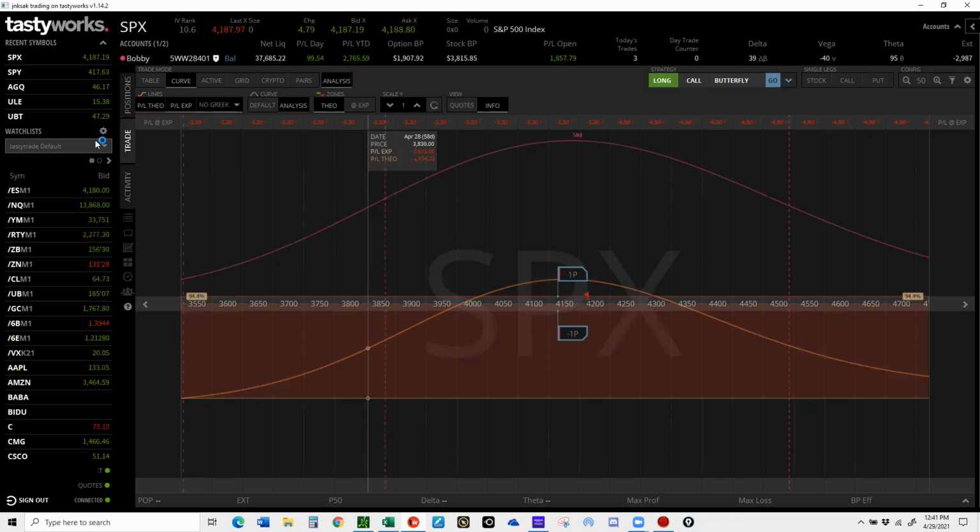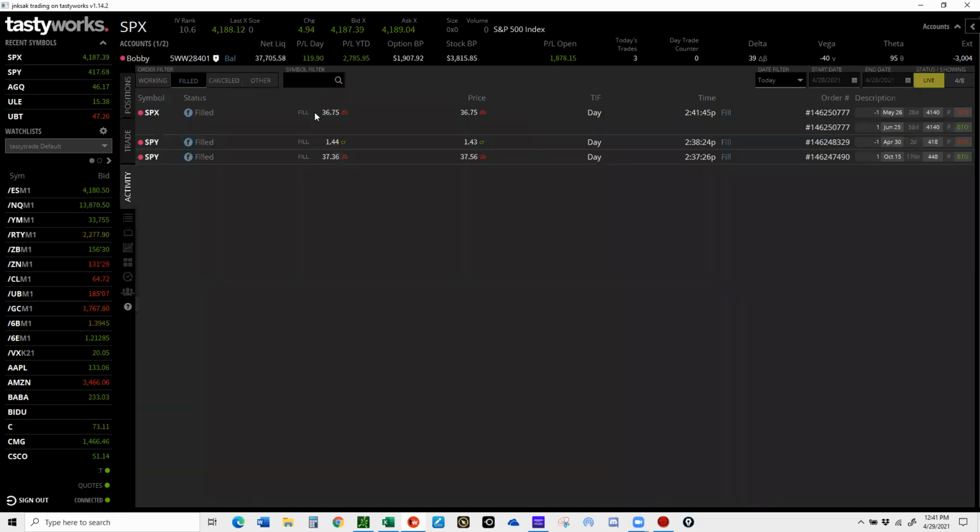Looking really good. Today's trade activity, SPX today. Okay, that's the trade I did yesterday and the SPY trade I did yesterday. That's so weird it's showing up today. Huh.